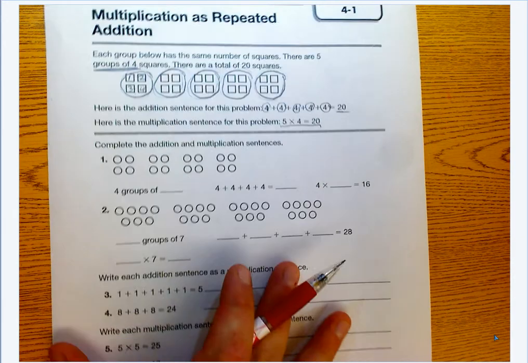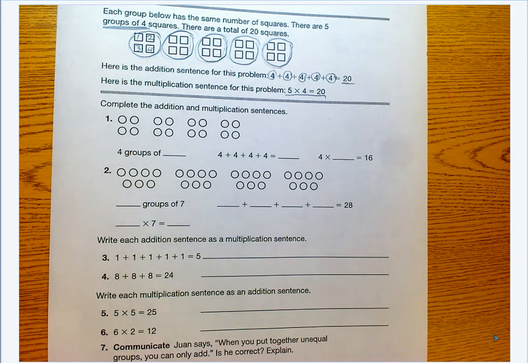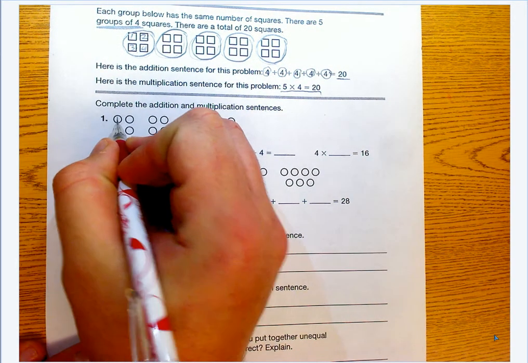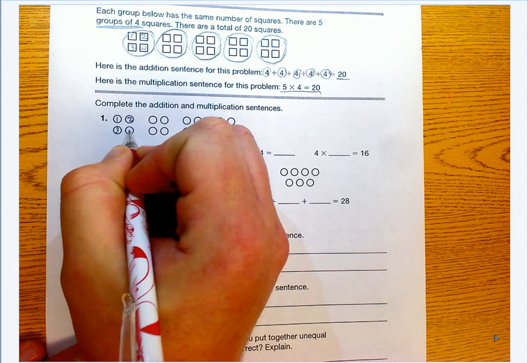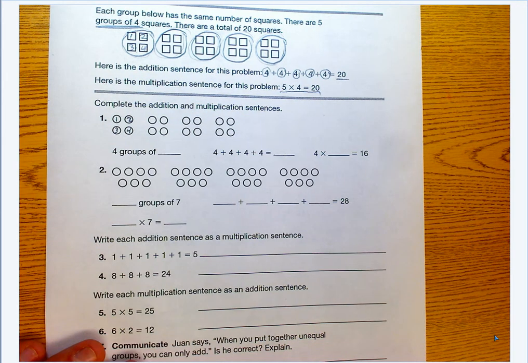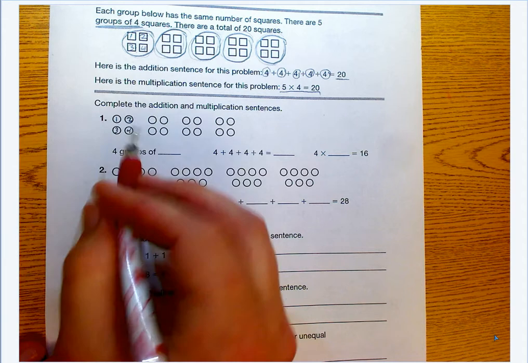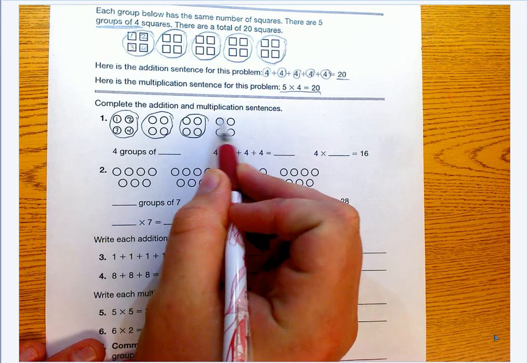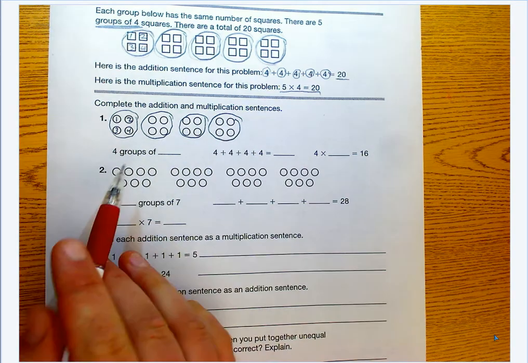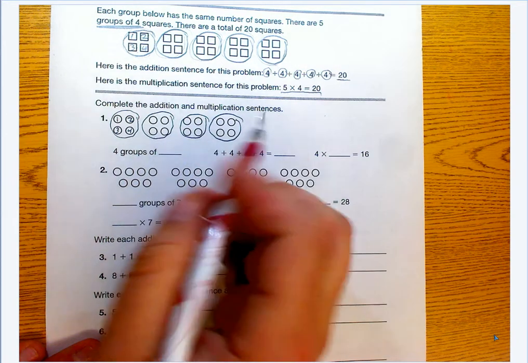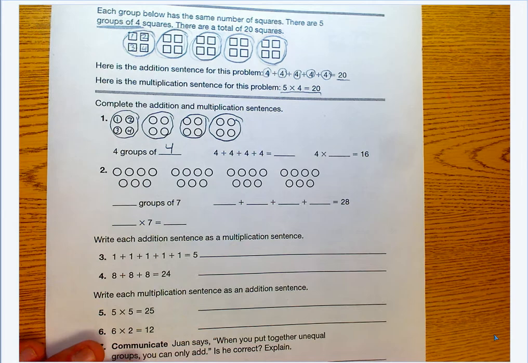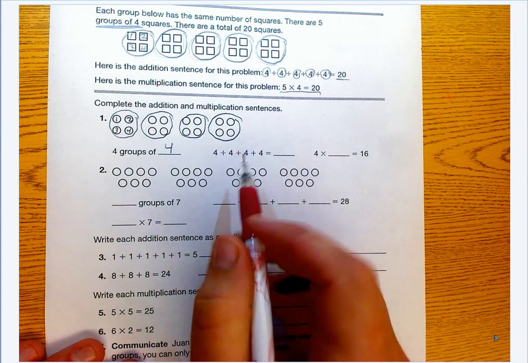So I'm going to do one more for you. And this one says complete the addition and multiplication sentences. What I want to do first is count how many are in each group. So in this one, it's 1, 2, 3, and 4. Now I need to figure out how many groups I have. 1, 2, 3, 4. So I have 4 groups, with 4 in each. I can rewrite this as a repeated addition sentence.